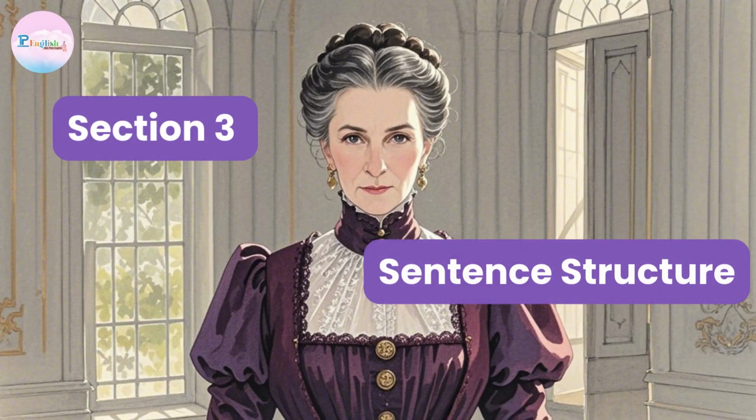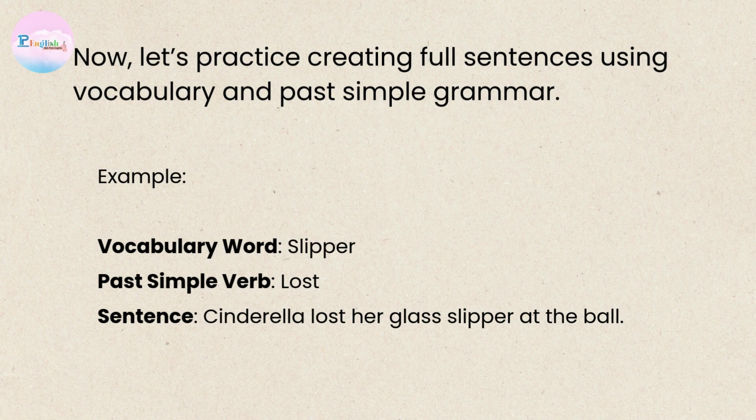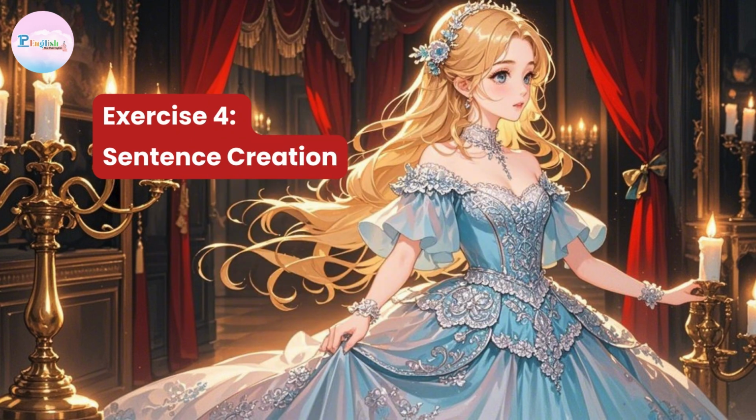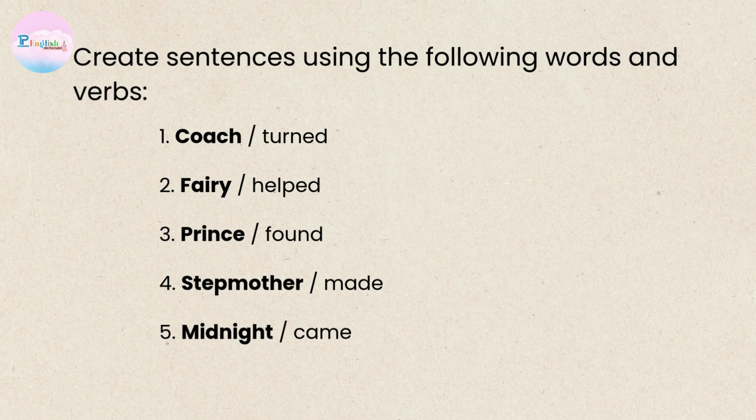Section 3. Sentence structure. Now let's practice creating full sentences using vocabulary and past simple grammar. Example: vocabulary word: slipper. Past simple verb: lost. Sentence: Cinderella lost her glass slipper at the ball. Exercise 4. Sentence creation. Create sentences using the following words and verbs: 1. coach, turned. 2. Fairy, helped. 3. Prince, found. 4. Stepmother, made. 5. Midnight, came.